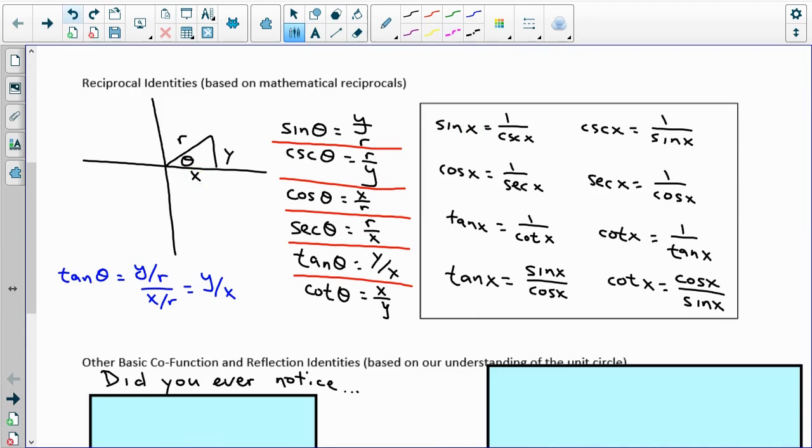I also could have done this with any variable I wanted, including the Greek letter theta or something. So I could have said sine of theta equals 1 over cosecant of theta, and so on and so forth for all of these with different variables. But I chose x, and you're just going to have to deal with it.